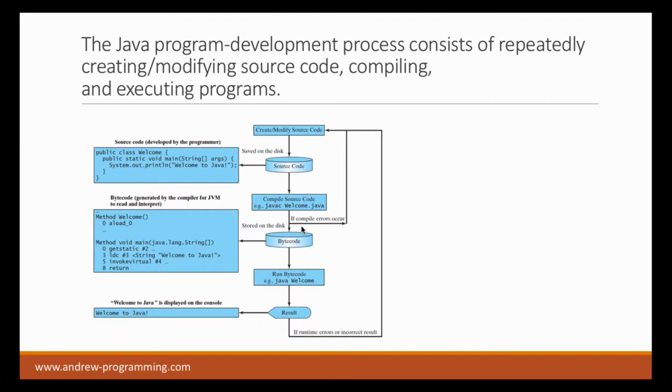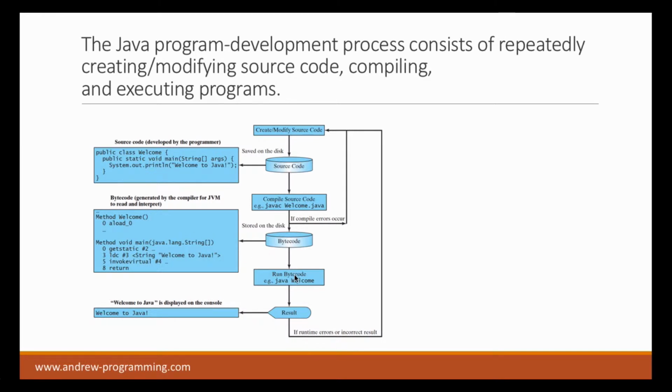If there are compiler errors, we should modify our source code and compile it again until we successfully get through the compile, and the source code will be translated into the bytecode. The bytecode is the language that the JVM can verify and execute. The JVM is short for the Java Virtual Machine, and I will discuss it in a later chapter.